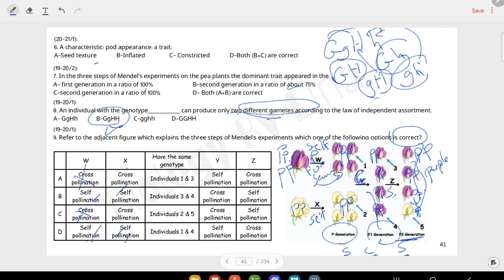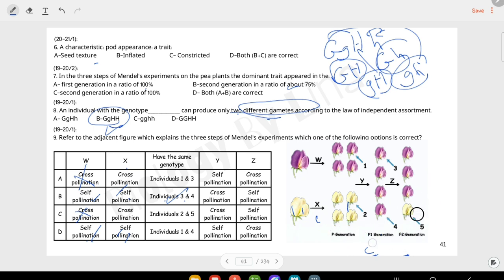Now, which ones have the same genotype? Are they individuals 3 and 4? Let's see. Number 3 is P capital P small. What about 4? It's P capital P small. Yes, this is correct. Individuals 1 and 4. What about 1 and 4? Number 1, as we said before, is P capital P capital, because it's pure, it's true breeding, it's homozygous. And what about number 4? Number 4, as we said, is P capital P small, it's heterozygous. So these are not the same genotype.